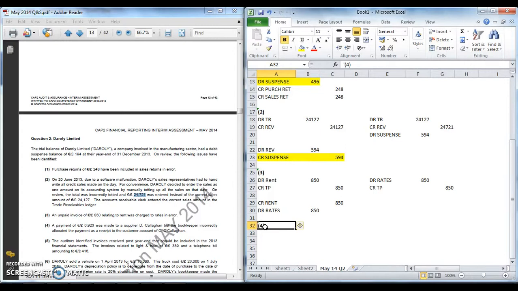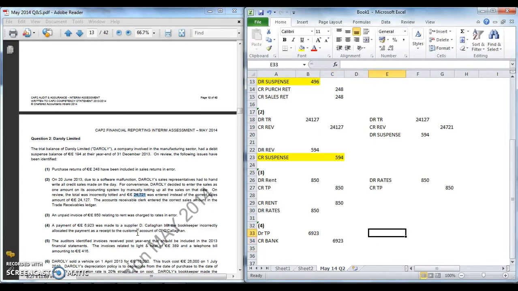So moving on to question 4. Payment of $6,923 was made to a supplier, D. Callahan, but the bookkeeper incorrectly allocated the payment as a receipt to the customer account. So instead of treating it as payment to a supplier, the bookkeeper treated it as a receipt from a customer. So what should have happened was you debit trade payables to reduce the amount that you owed of 6,923, and you would credit your bank because you should have paid the supplier.